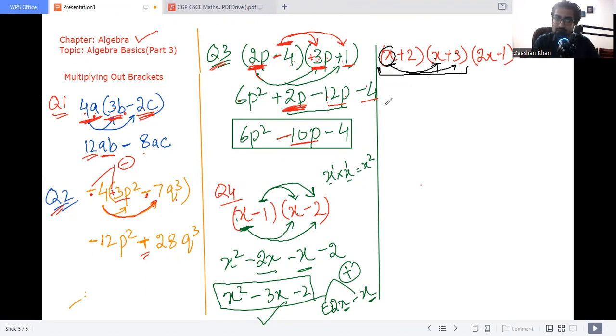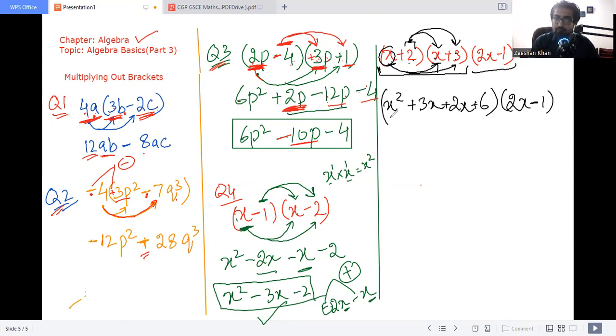So x times x is x squared. Then x times 3 is plus 3x. Now it is the turn of the 2. We'll multiply 2 with x, so plus 2x, and then multiply this 2 with the 3 as well, so 2 times 3 is plus 6. Now we got this answer from these two brackets. We will multiply it with the third bracket, which I have written in its own place.